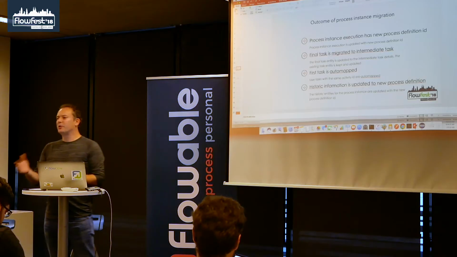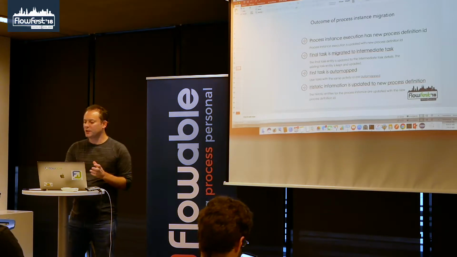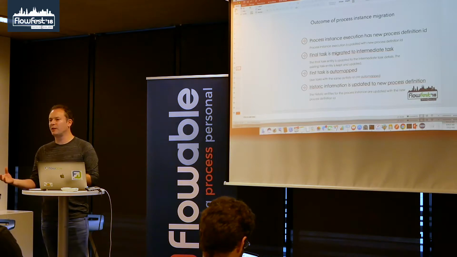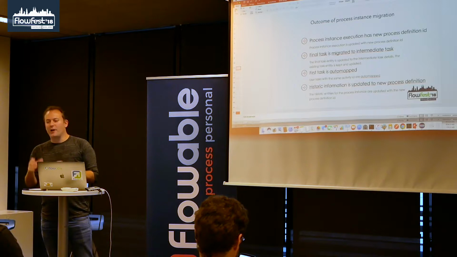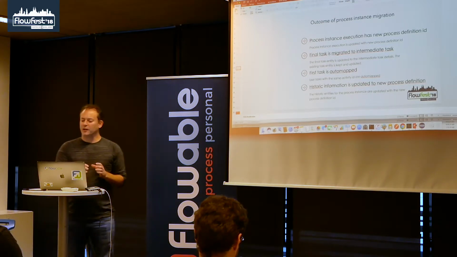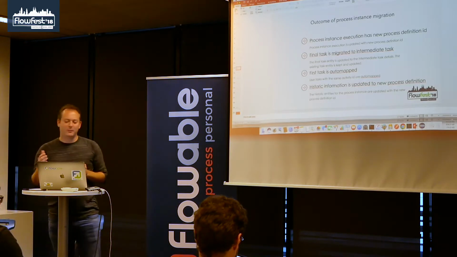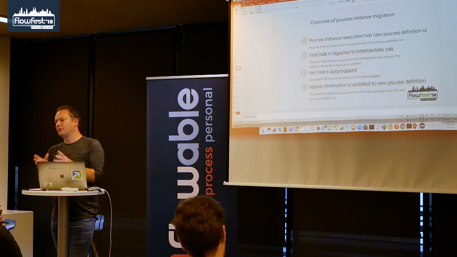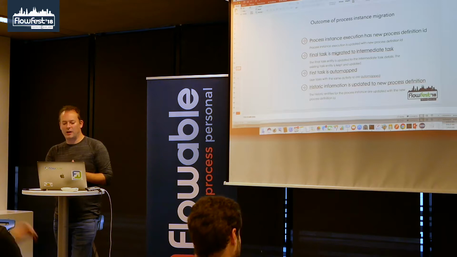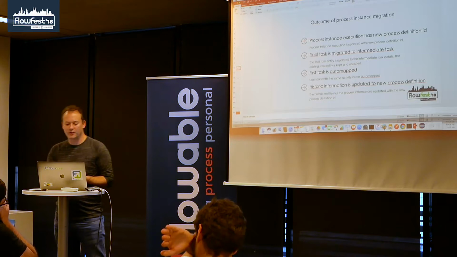And yeah, basically we went already through it a little bit. So the outcome of this process instance migration is that the existing process instance execution has a new process definition ID. So it has a new reference to the new version. The final task is migrated to the intermediate task. So final task, actually because it's a user task, we also keep the same task entity. So it's actually the same task ID by default. It just references now the intermediate task definition.